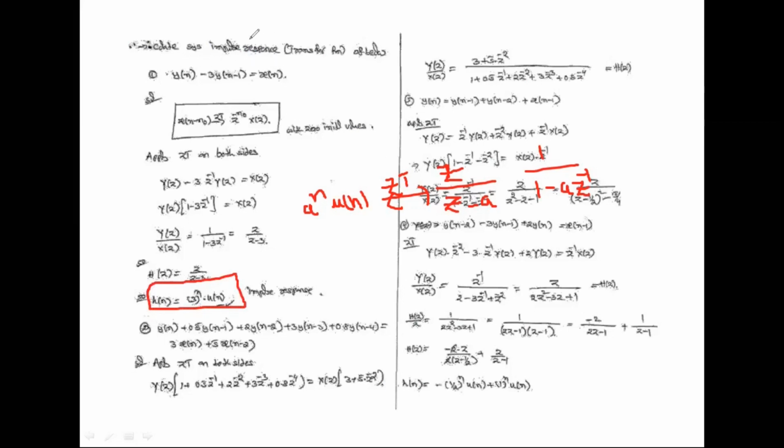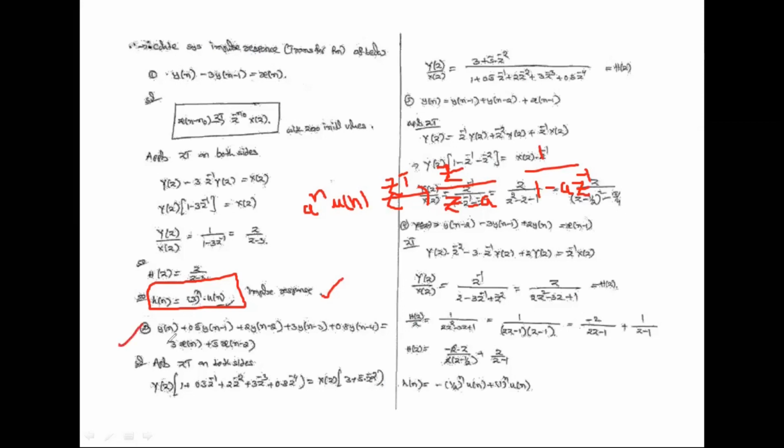Calculate the system impulse response. System impulse response, or the transfer function, for the given function y of n minus 3 y of n minus 1 is equal to x of n. H of n is equal to, we got the impulse response.